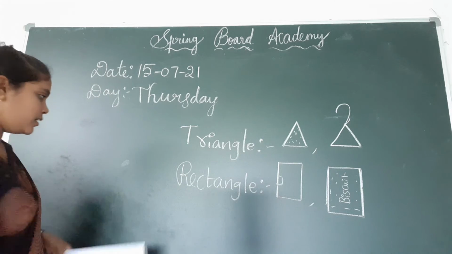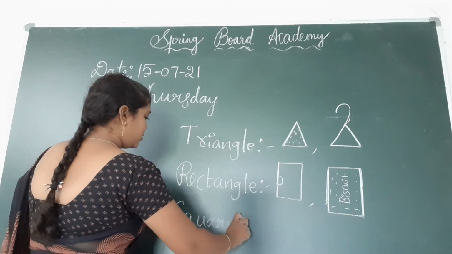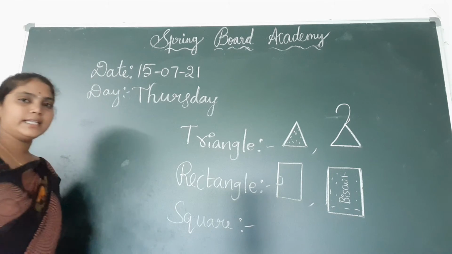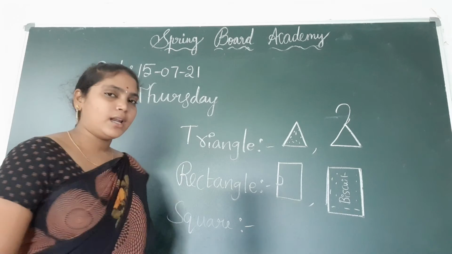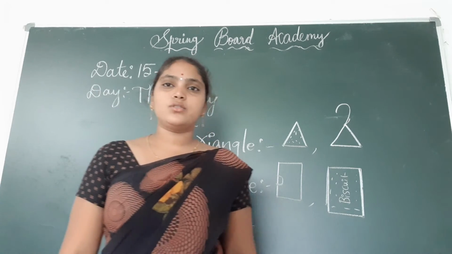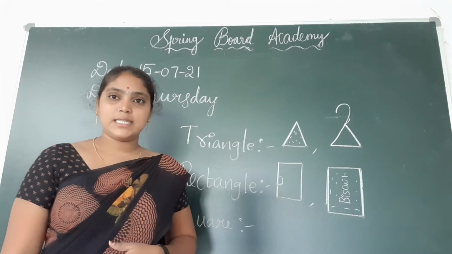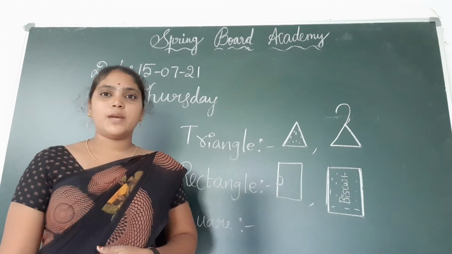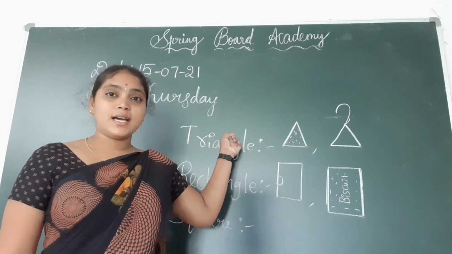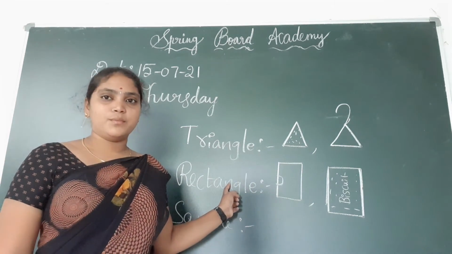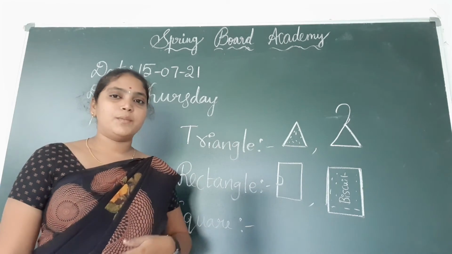Okay. So next, square shape object. Here what we have to write? We have to write the square shape object. Yes, now can anyone tell me, children, what are the objects that look like a square? Yes, we can say that carom board is an example of a square shape object, children, and we can say that blackboard is an example of a rectangle shape object.